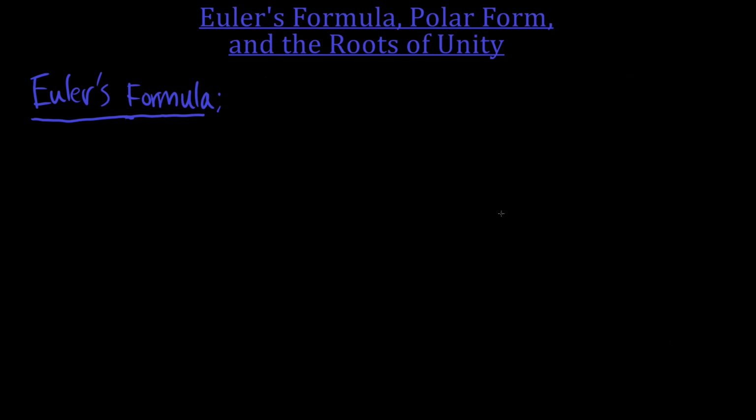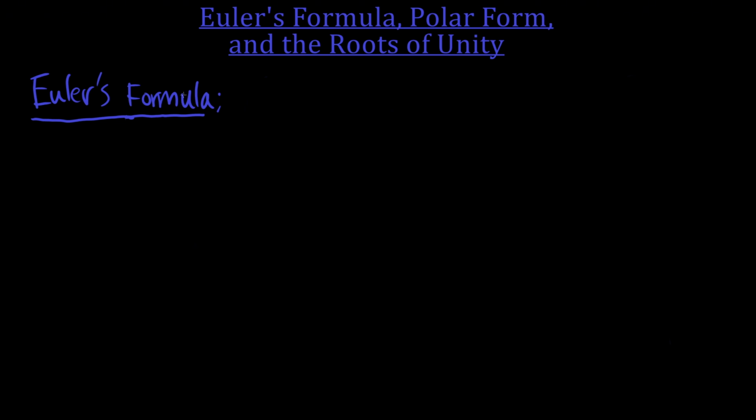Hey everyone. Today I want to talk about Euler's formula, the polar form of a complex number, and the roots of unity. So to start off, let's talk about Euler's formula. Euler's formula is a super useful formula in a lot of areas of mathematics, but especially in complex analysis. So why are we talking about it today? Well, it's going to allow us to represent complex numbers in a new way called the polar form.